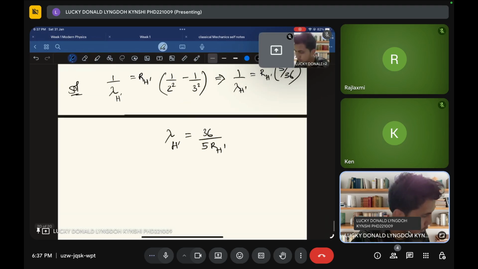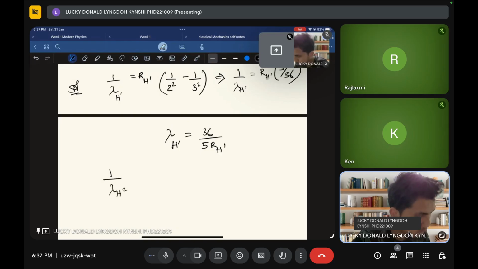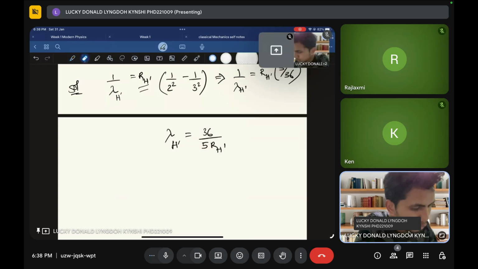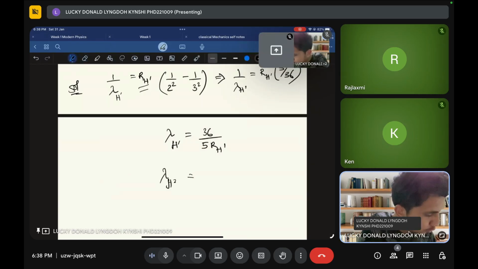Okay, now what is the difference for your deuterium? So the same thing, 1 divided by lambda of H2. You follow the same thing, but instead of Z equal to 1, you have Z equal to 2. So 1 by lambda H2 will be equal to what? This is for the deuterium. So lambda of H2 will be equal to 36 divided by 5 R_H2.